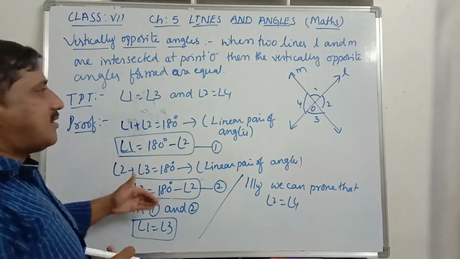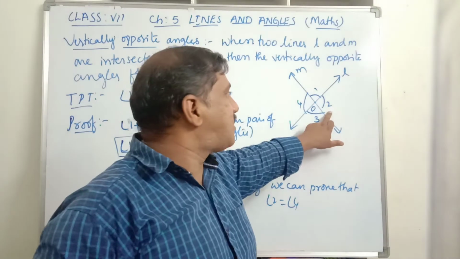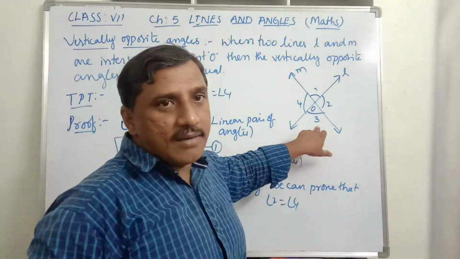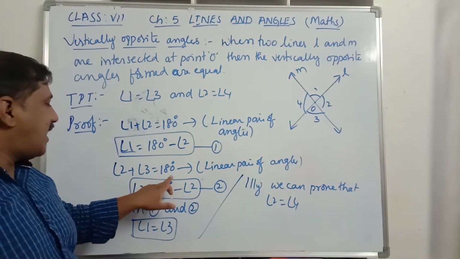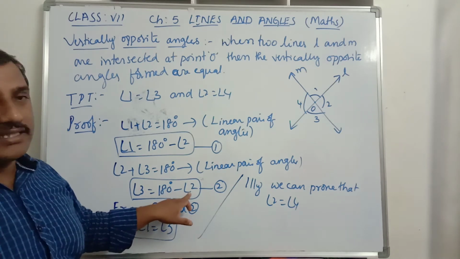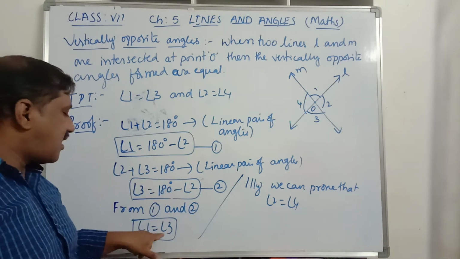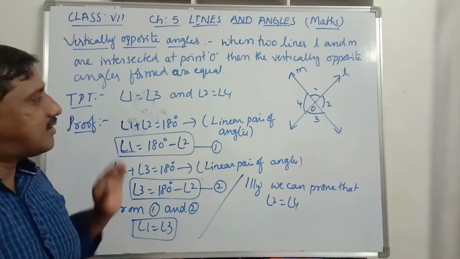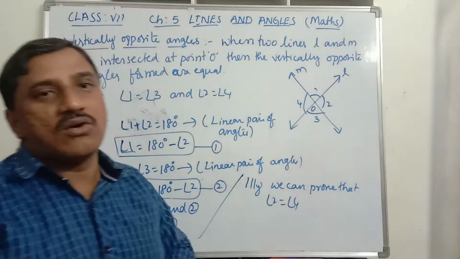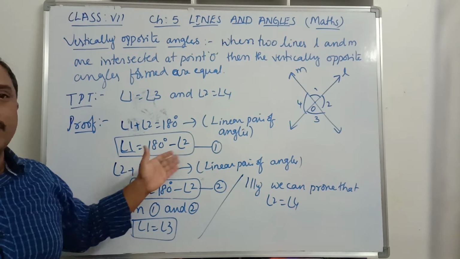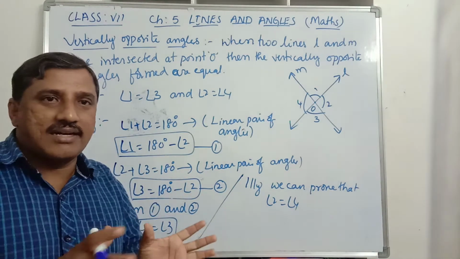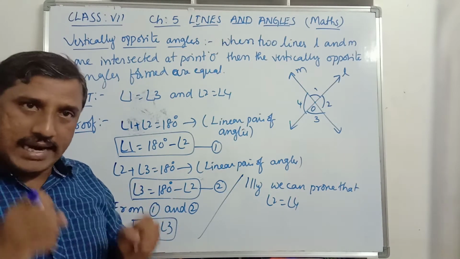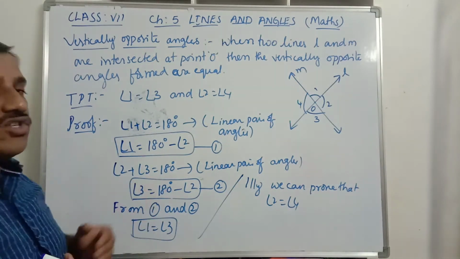Here angle 1 and angle 2 are a linear pair of angles. Therefore, angle 1 is equal to 180 minus angle 2. Similarly, angle 2 and angle 3 are a linear pair, so angle 2 plus angle 3 is 180 degrees, and angle 3 is equal to 180 minus angle 2. From 1 and 2, the RHS are equal, therefore the LHS also will be equal. That is, angle 1 is equal to angle 3. Similarly, angle 2 is equal to angle 4. So what can we conclude? When two lines intersect each other at a point, the vertically opposite angles are equal in measure. Is it clear, children?